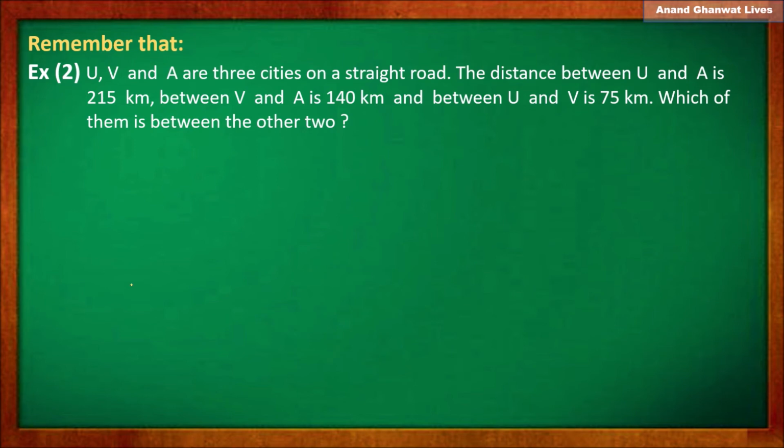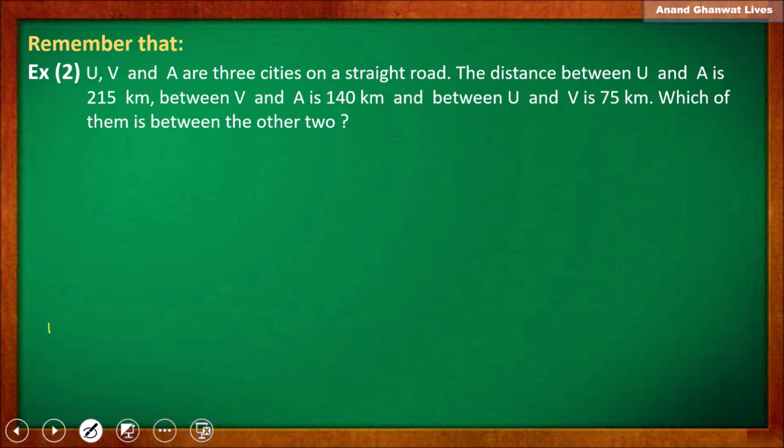Now question number 2. U, V and A are three cities on a straight road. The distance between U and A is 215 kilometers. Between V and A it is 140 kilometers, and between U and V it is 75 kilometers. Which of them is between the other two?